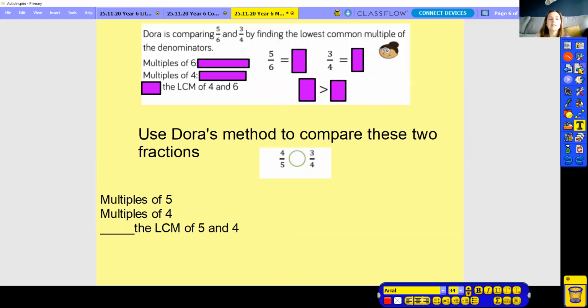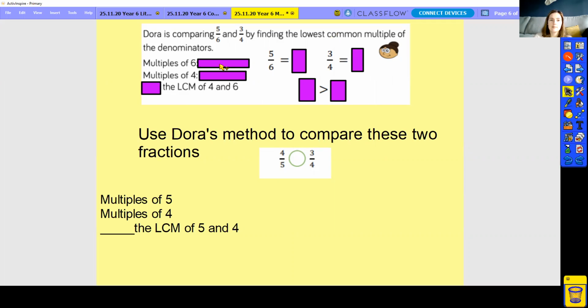So it says here, Dora is comparing 5/6 and 3/4 by finding the lowest common multiple of the denominators. So remember, a common multiple is a number that is in both times tables. So what she's done first is she's found the multiples of 6. The multiples of 6 is just your 6 times table. But what she did, and what I think is a really good idea, is because she's trying to find the lowest common multiple, she didn't write the entire times tables out. She did one at a time.